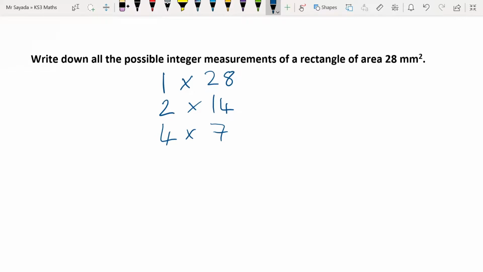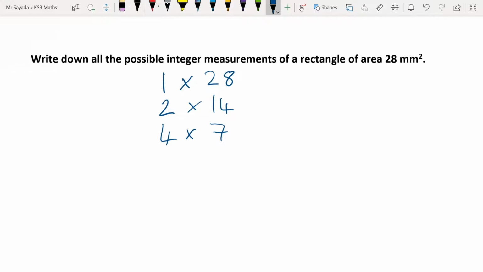Does 5 go into 28? Yes or no? No, it doesn't. And does 6 go into 28? No, it doesn't. So those are all my possibilities. Now, what are the actual measurements of these lengths? What are the units of these lengths? Say your answer to the video now.